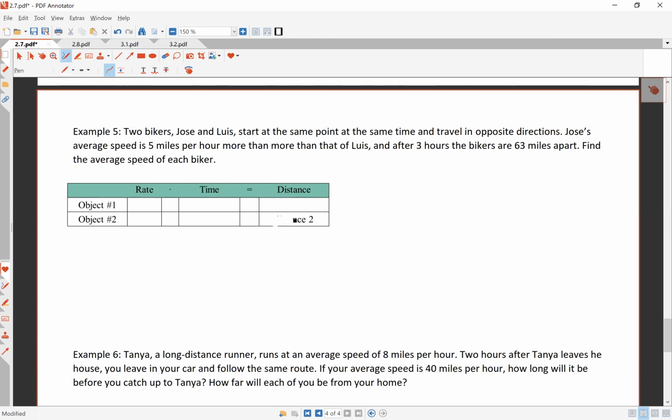Okay, so you read through the problem and it says two bikers, Jose and Luis, start at the same point at the same time and travel in opposite directions. Jose's average speed is 5 miles per hour more than, that's a typo, that of Luis. And after 3 hours, the bikers are 63 miles apart. Find the average speed of each biker.